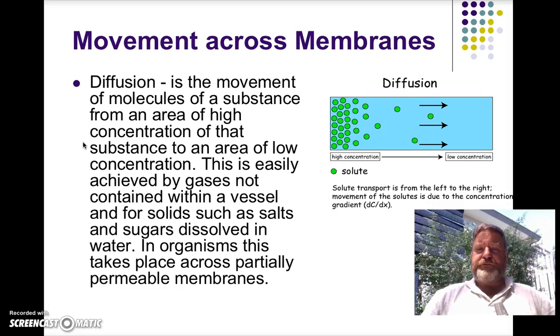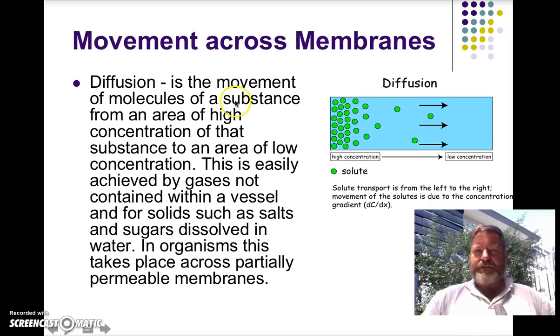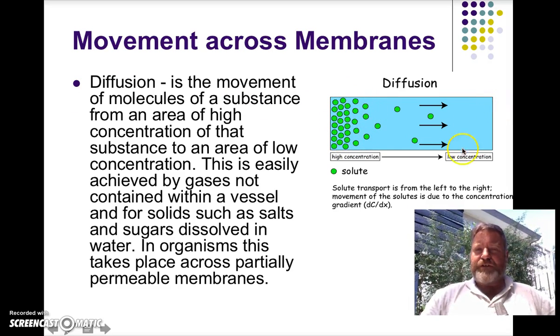Things obviously move by diffusion, and you will have learned about diffusion already, and they cross the membrane by diffusion. So things move from an area of high concentration to an area of low concentration. So in the diagram here, we have a high concentration of the green solute, let's call it sugar, and on the other side we have a very low concentration. In fact, there is none.